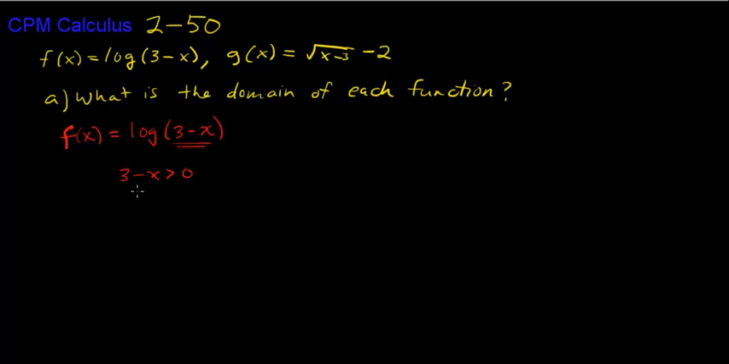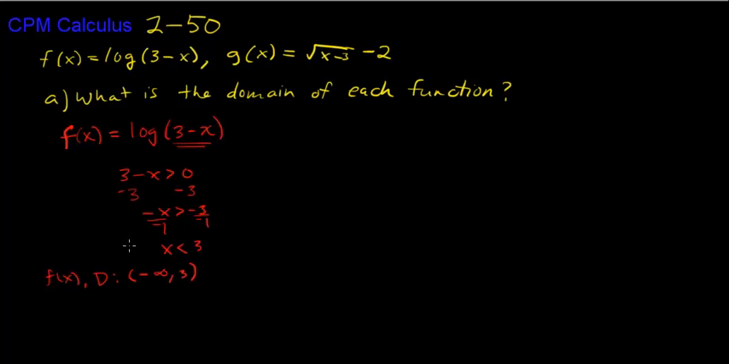So now all we do is just solve for x. So minus 3, negative x is greater than negative 3. Divide by negative 1. X, remember to change the sign whenever we divide by negative or multiply by negative, is less than 3. So our domain for f of x is x is less than 3, from negative infinity to 3, use a parenthesis because we don't include the 3. This is our interval notation right here.